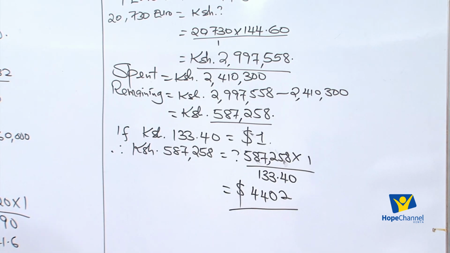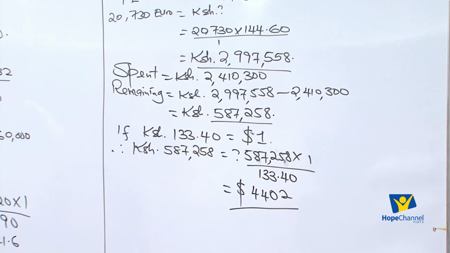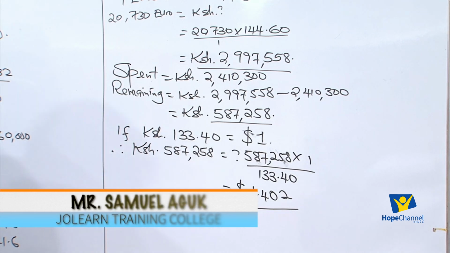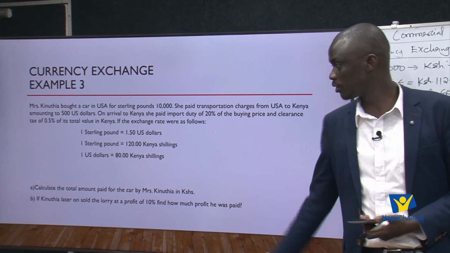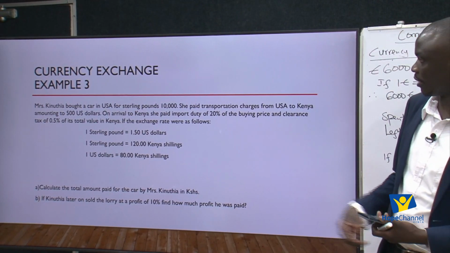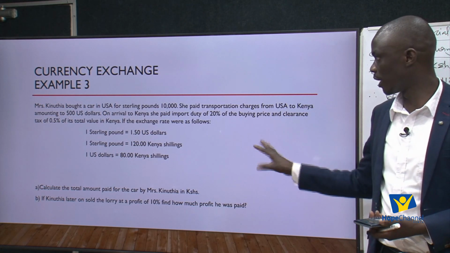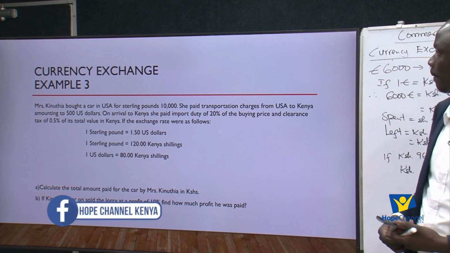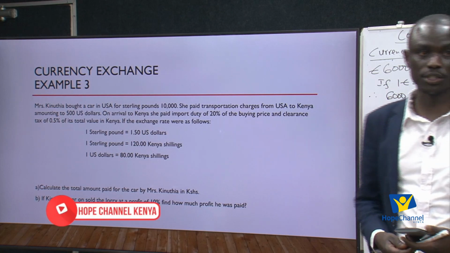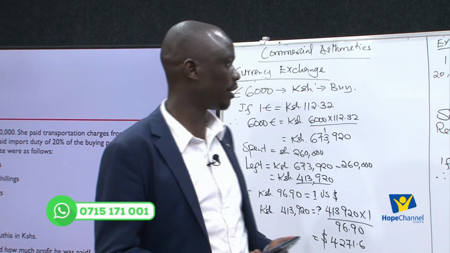So the third example is now your case. This one I would expect you to do. You'll have the question here. Try to work it out. This is the question of Mr. Kinuthia, who bought a car in the US. Try to work it out and see the answers to each and every question here. As you work it out, let's just take a short break. Then we come back with more and more on commercial arithmetics.